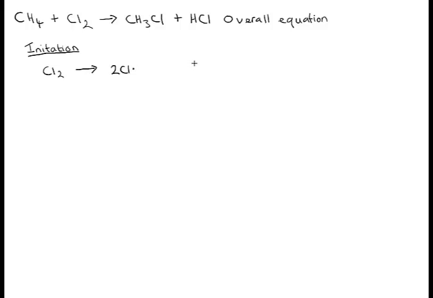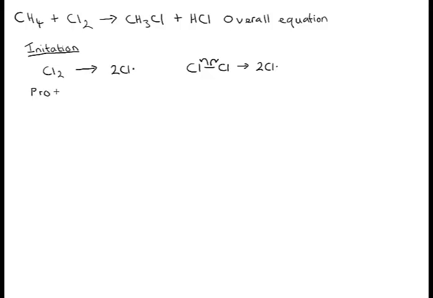Now what actually happens here is if you take the chlorine to chlorine bond, one electron from the bond goes onto this chlorine atom, and the other electron from the bond goes onto the other chlorine atom. So what that actually forms is two chlorine free radicals. Now, a free radical is a species with an unpaired electron.